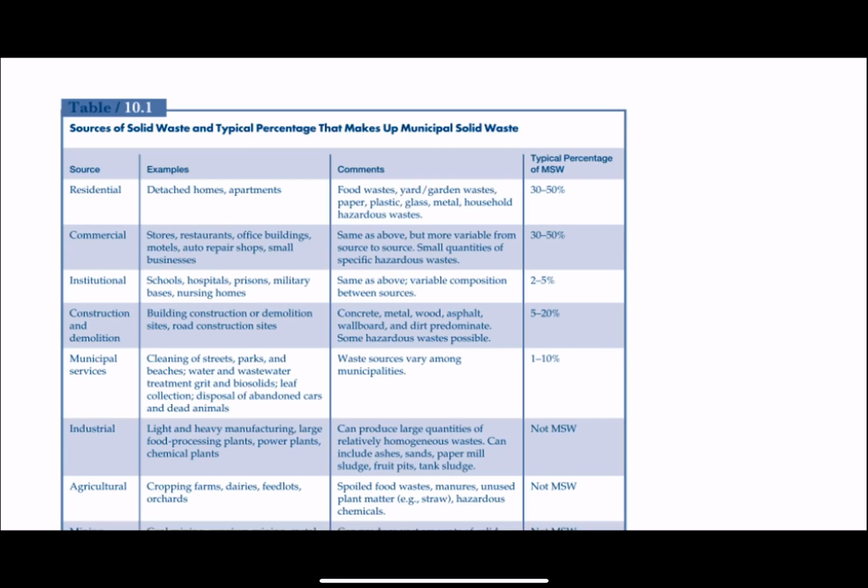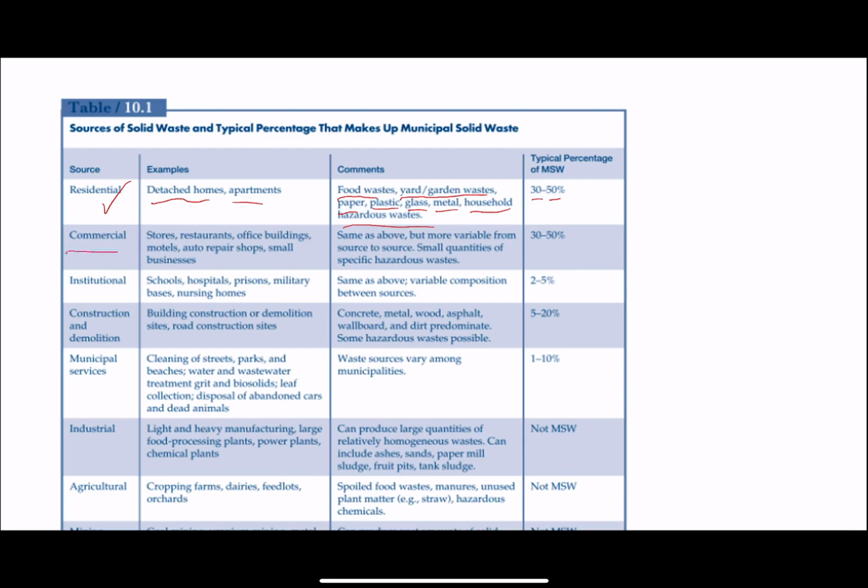Sources, as we just mentioned before: residential is one of the sources of solid waste, like detached homes, apartments. Of course, things that might come out of residential are food waste, yard and garden waste, paper, plastic, glass, metal, household hazardous waste, and the typical percentage of municipal waste is 30 to 50%.